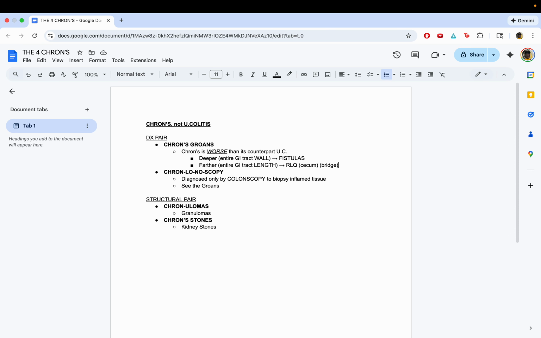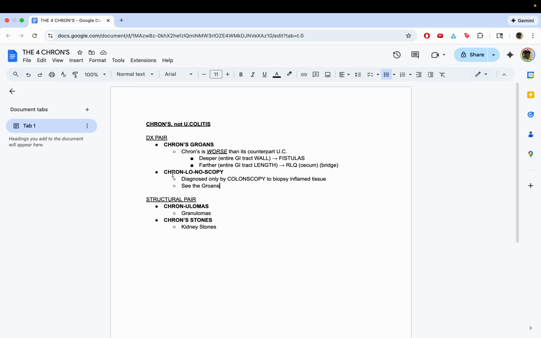The way I remember it is, since Crohn's is not limited to the colon, he likes to show off that he can affect both the small intestine and the large intestine. The way he shows off is by starting right between them, as a way of saying, look at me, I can go on either side. I'm like the bridge between worlds. So that's Crohn's groans. Crohn's is worse than ulcerative colitis. It goes deeper and further. It's more intense. And then the last one is Chron-lonoscopy.